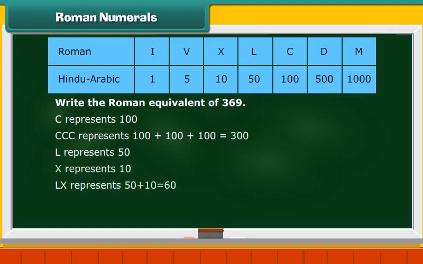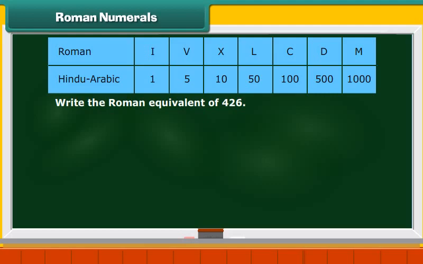Write the Roman equivalent of 426. D represents 500. C represents 100. CD represents 500 minus 100, that is equal to 400. X represents 10. XX represents 10 plus 10, that is 20. Self-assessment. Drag and drop the numbers to fill the blanks in correct order.